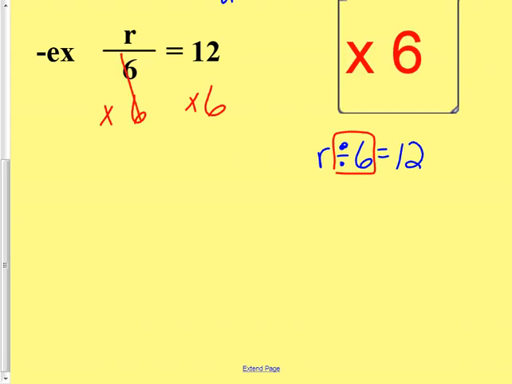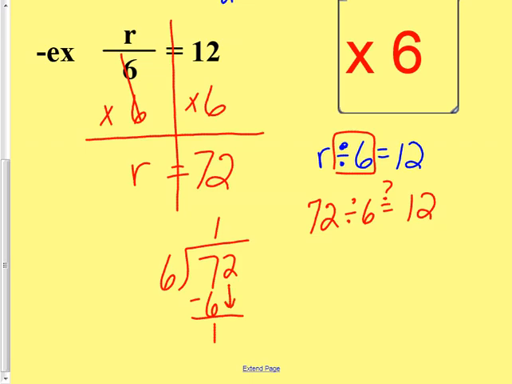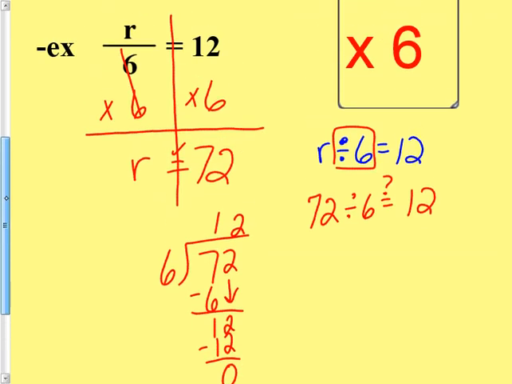The divided by 6 and the times 6 cancel. Think about your equation like this. Then I'm going to do 12 times 6, and I'm going to get r equals 72. When I go back and check it out, I'm going to do r divided by 6. It's got to equal 12, so let's plug it in. 72 divided by 6. We want to know, does it equal 12? So we're going to do 72 divided by 6. And it does, in fact, equal 12. So we have worked that out correctly. R does equal 72.